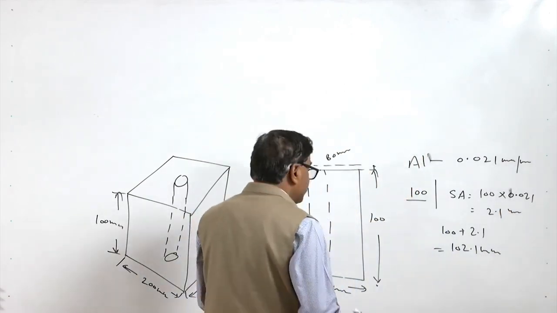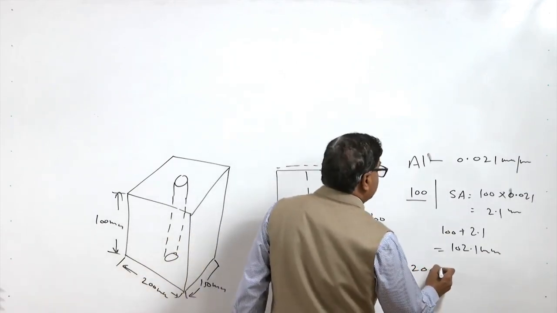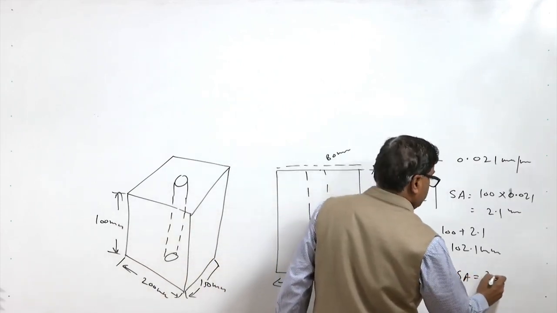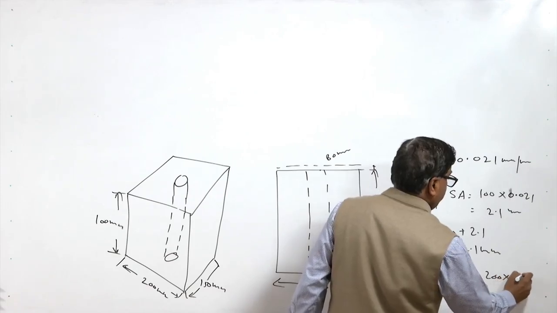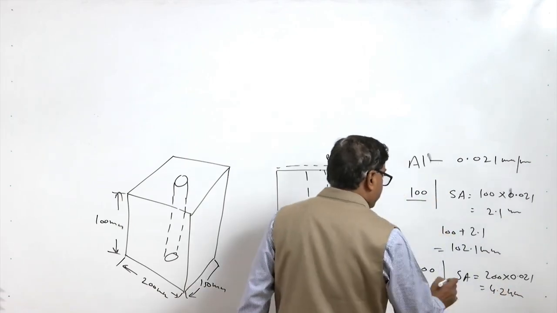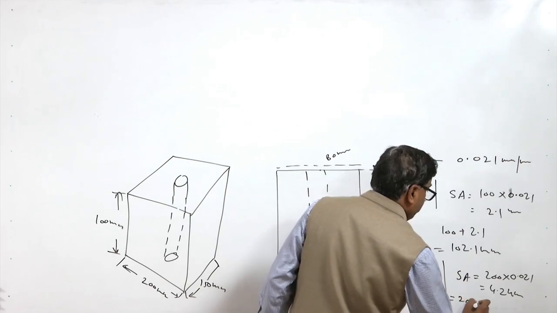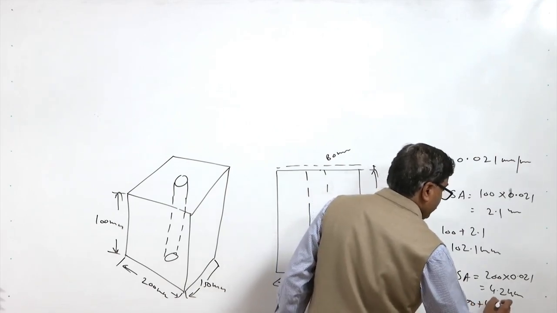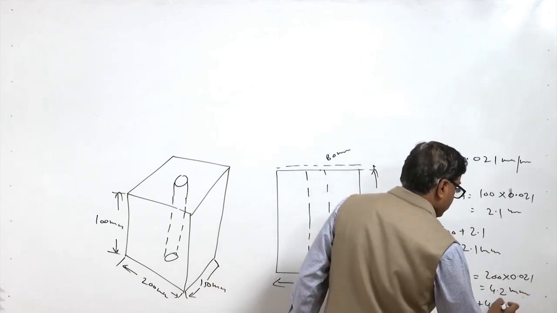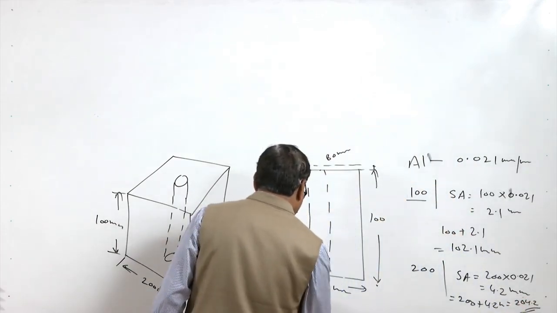Similarly, for the width, we can say this 200 mm dimension, the shrinkage allowance will be 200 into 0.021. So, it will be 4.2 mm, and the total final dimension will be 200 plus 4.2 mm. So, 204.2 mm. So, this dimension will be further revised.